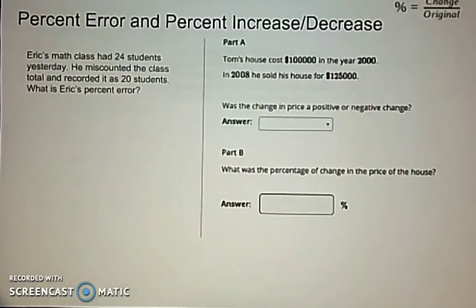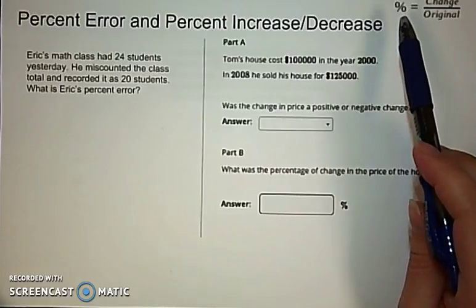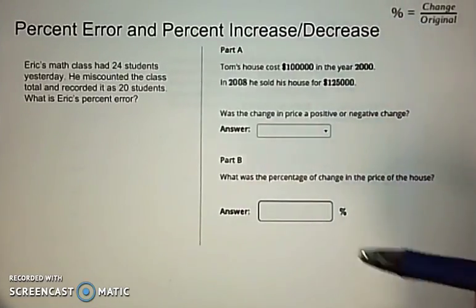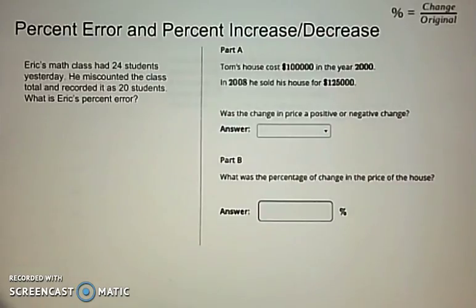Okay, now for these kinds of problems, it's a little bit different because we're talking about percent error, and also this works for percent increase and decrease. So basically we're looking at the idea that the percent is equal to the change over the original, is how I tend to think about it.